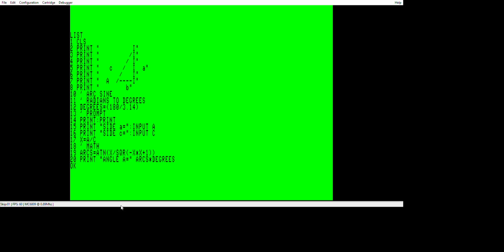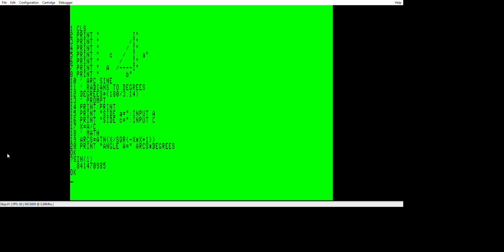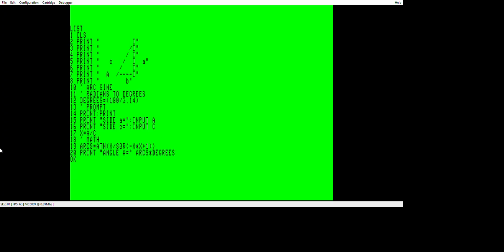Normally, if you use sine, like we did before, it'll return a decimal equivalent of A divided by C. So, for instance, if I put print sine 1, this is in radians, it's going to give me a decimal equivalent of whatever A over C is. Okay? So let's list this back over again.